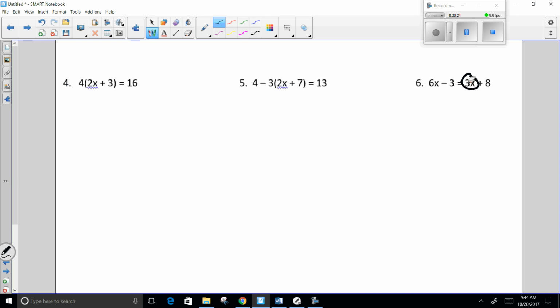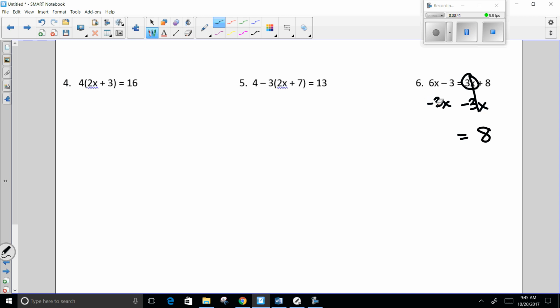So what I do is I look at the entire 3x. Is 3x positive or negative? It's a positive 3x. So I subtract 3x from both sides of the equation. What happens is 3x minus 3x becomes 0, leaving me on the right-hand side of the equation an 8.